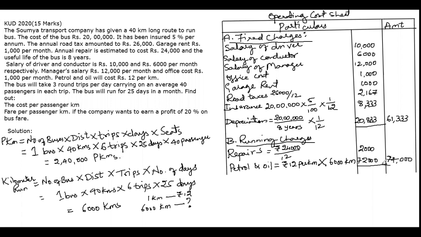When we total this, it comes to 1,35,333. What is this now? This is total operating cost. Now the final step is we have to go for CPU. CPU is equal to total operating cost divided by passenger kilometers.